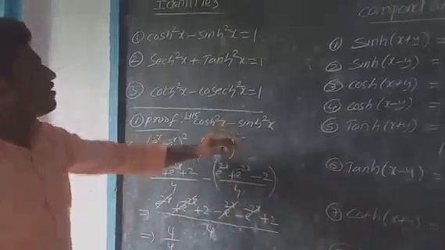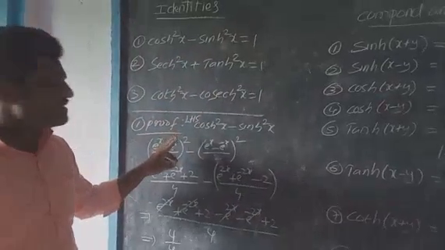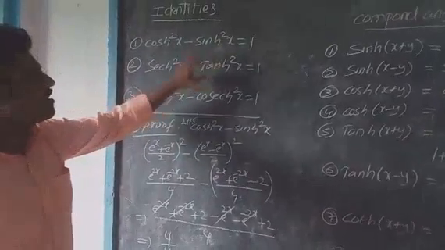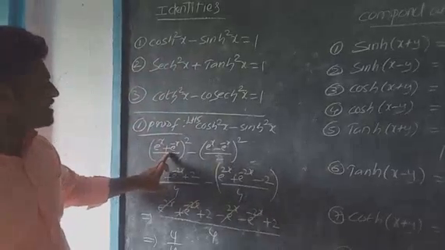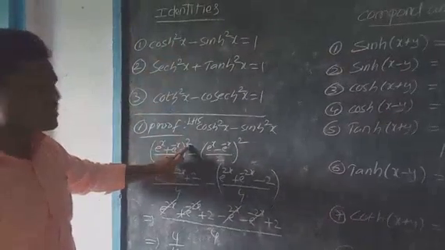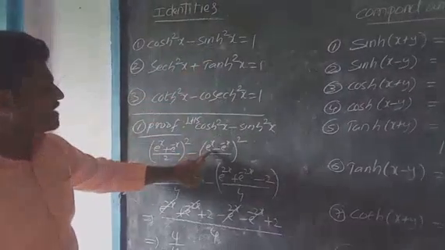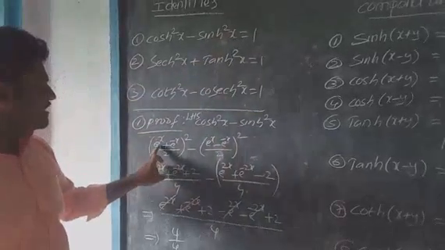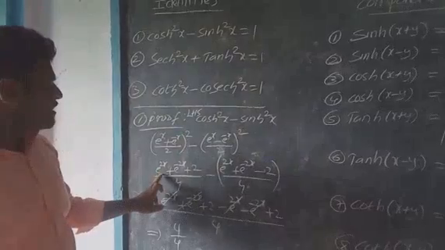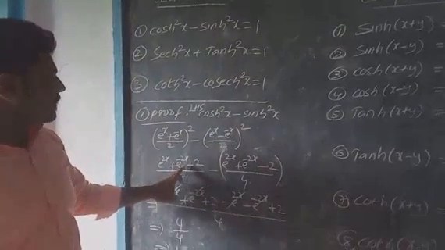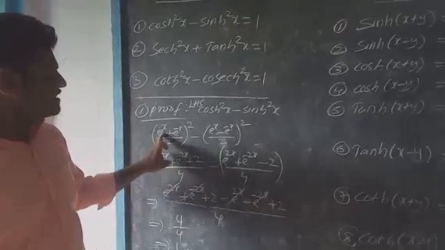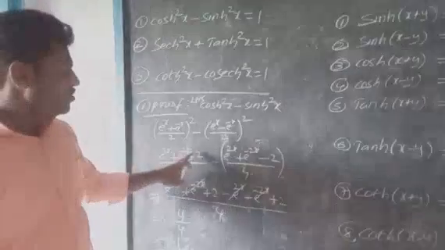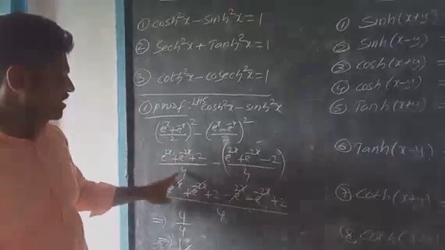Okay. The proof of this first identity is here. cosh square x minus sinh square x is equal to 1. We know that cosh x is (e power x plus e power minus x) by 2, here squared, minus sinh x, which is (e power x minus e power minus x) by 2, here squared. Now it is in the form of (a plus b) whole square, which is a square plus b square plus 2ab. a is e power x, b is e power minus x. e power x into e power minus x is 1. 2 into 1 is 2. Denominator is 2 square, which is 4.